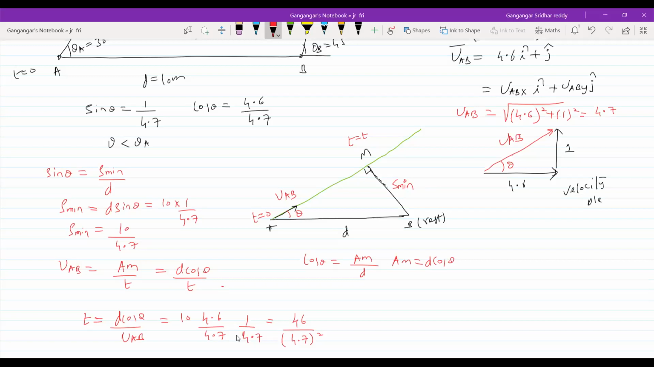I'll give all the values. Time is 2 seconds. Anybody, minimum separation? 2.12, sir. 10 by 4.7 is 2.12. Okay, these are the answers we got.